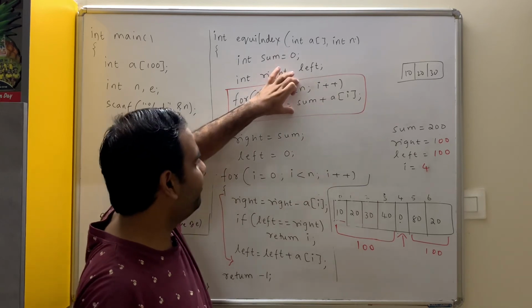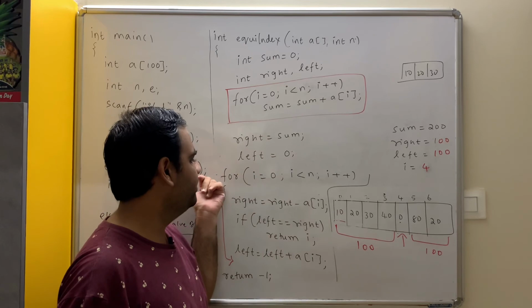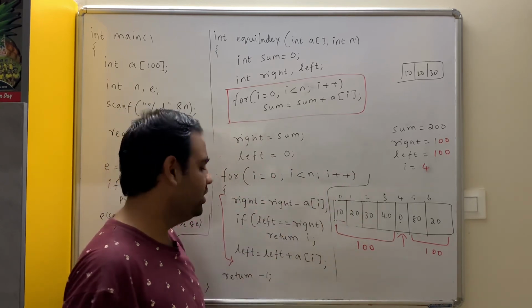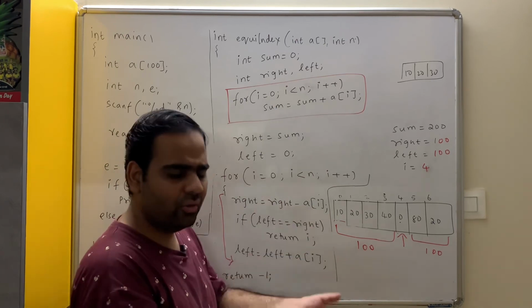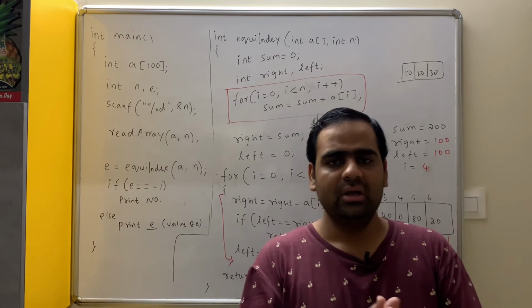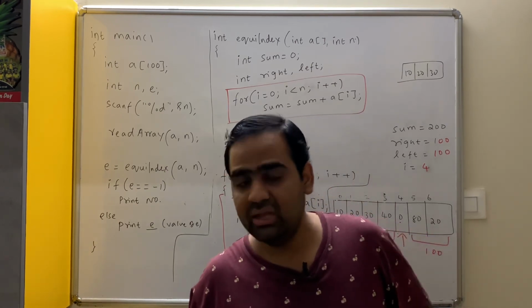This finds the sum of the array. The RHS sum will be the sum of the array, and the LHS sum will be 0. You remove that particular element, you get the RHS sum. You add that particular element, you get the LHS sum. You compare. If both are equal, that means that would be the equilibrium index. This is how we find the equilibrium point in an array.